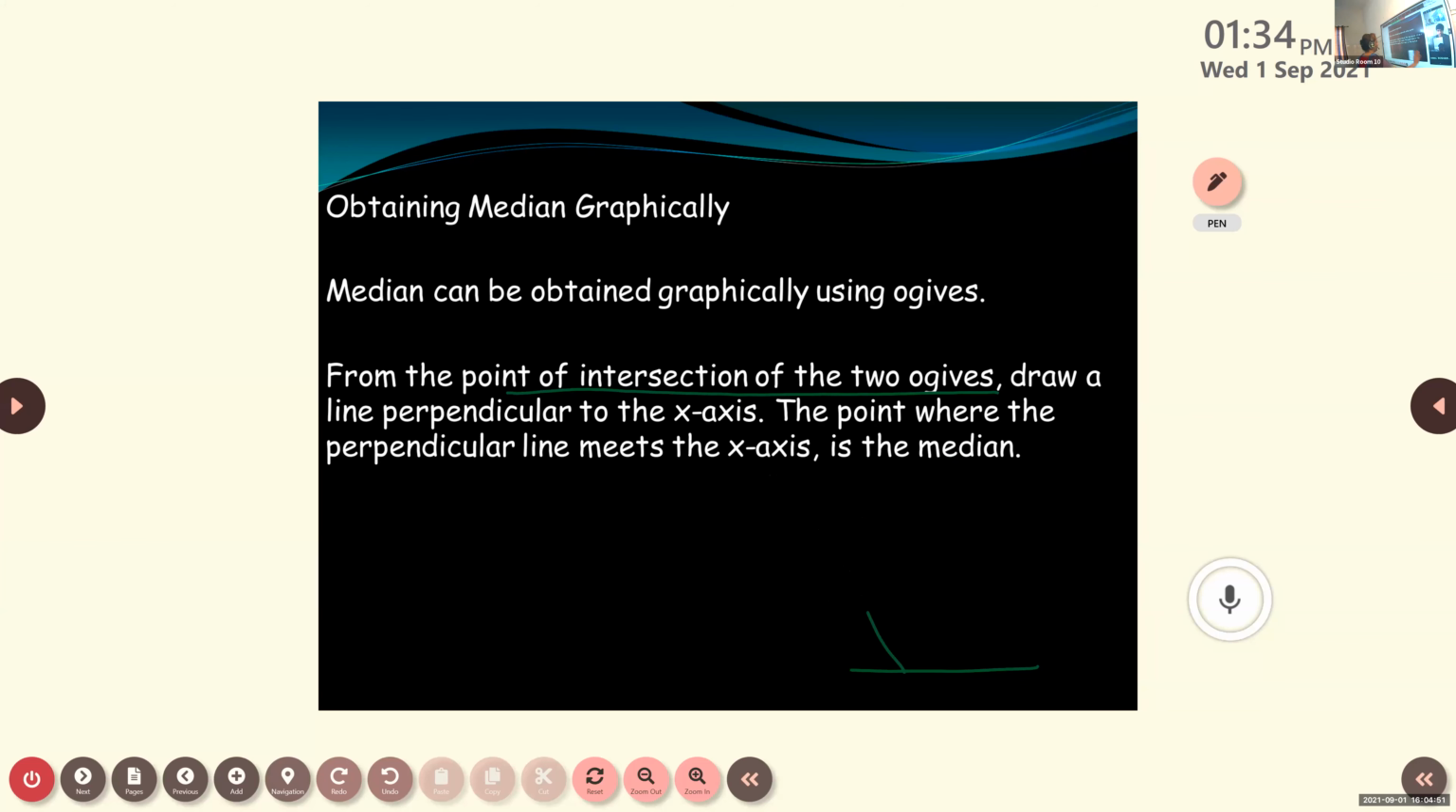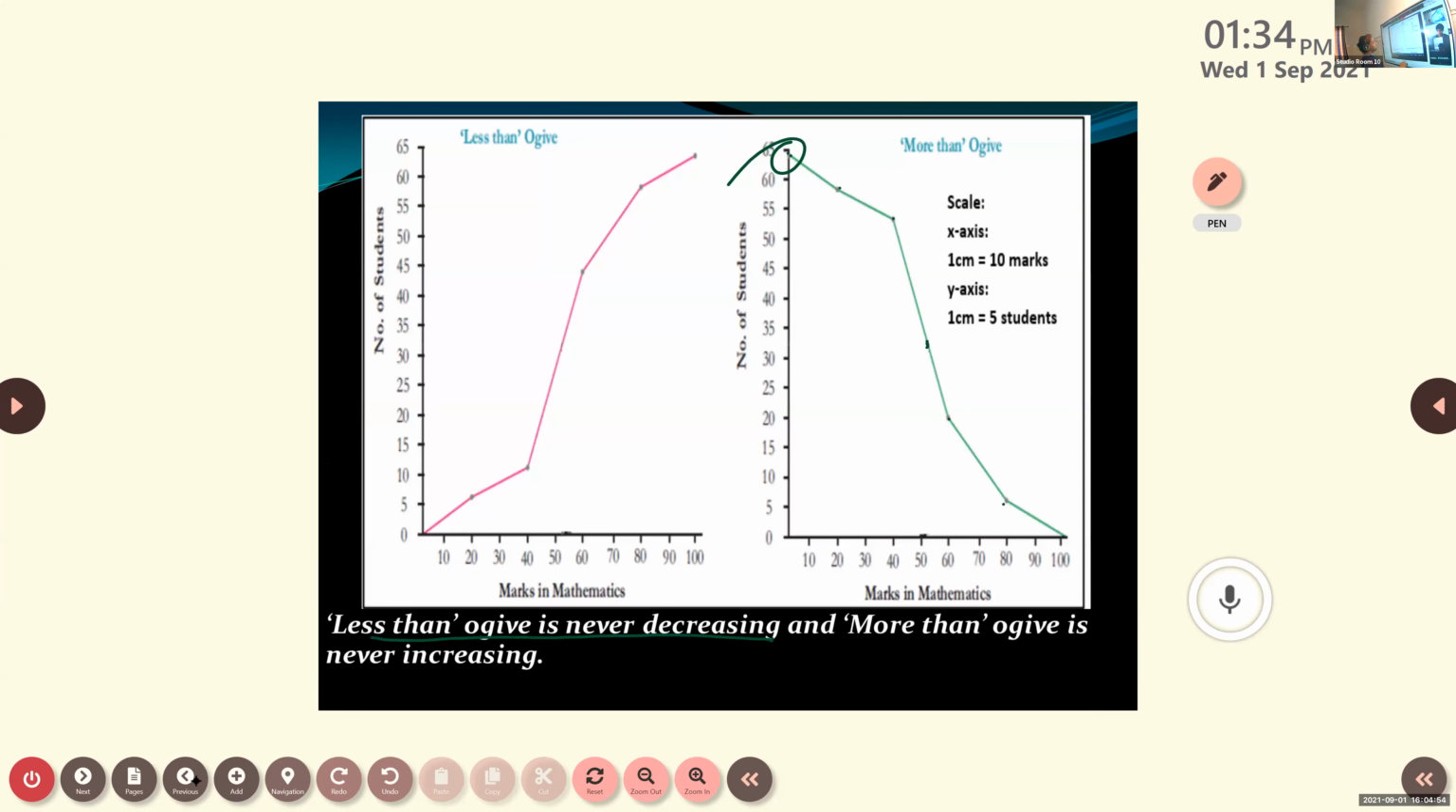Now, for example, in the previous one, here the more than ogive is there. Another one, the less than ogive, is here. For the time being, just understand this is the less than ogive. Where it is meeting, you can see there you draw a perpendicular line this way to the x-axis. So there is the median. Understood, everyone? Any difficulty in this? All of you got it, right?